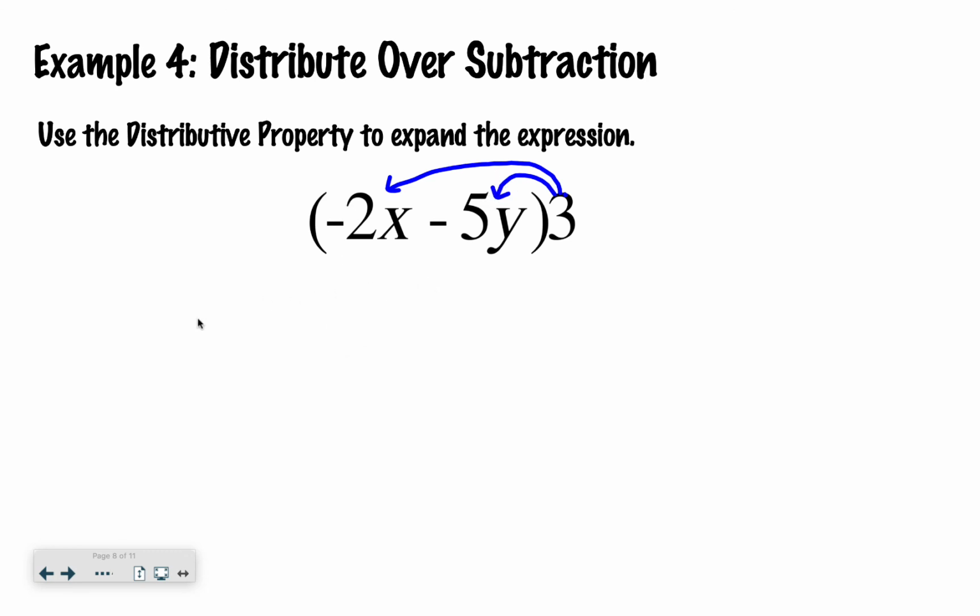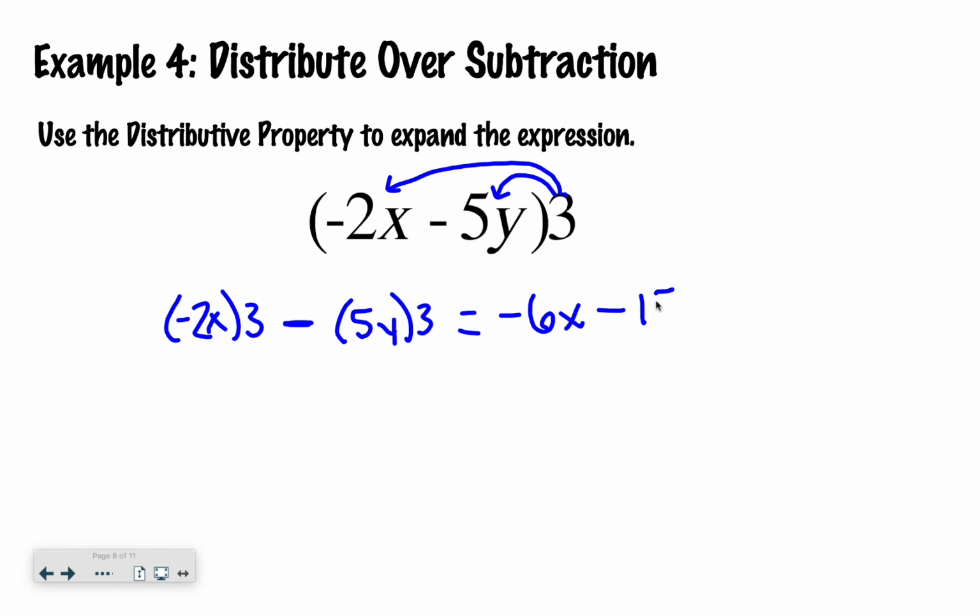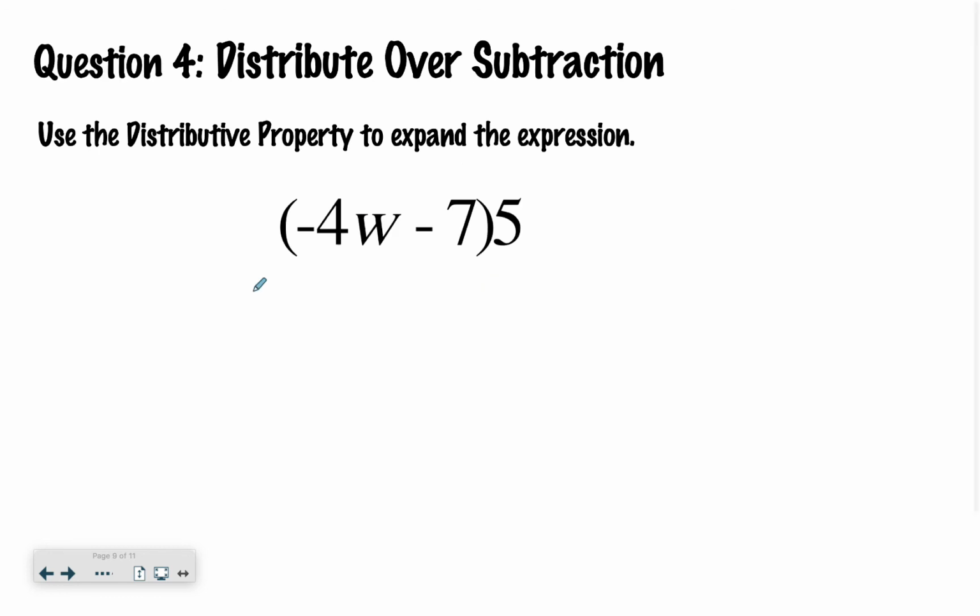So I can either rewrite this as negative 2x times 3 minus 5y times 3, or I can just do the arrow method. So 3 times negative 2x is negative 6x minus, and then 3 times 5y is 15y. So that is my answer. And the arrows are the expansion. Again, it's your choice. I want you to try this one on your own. Good luck.